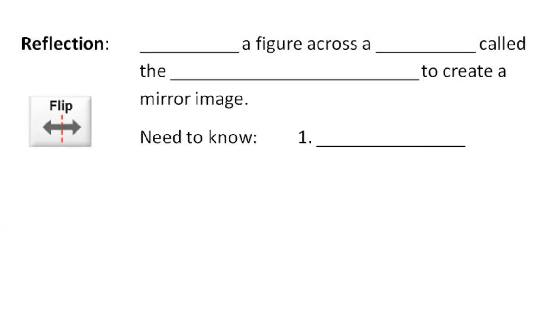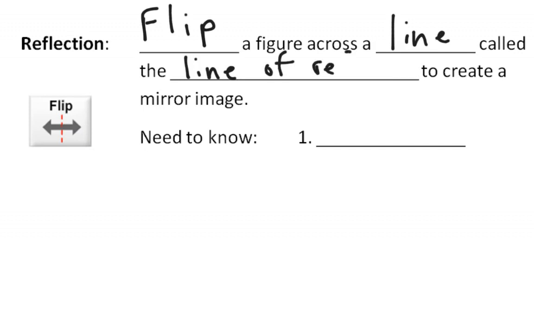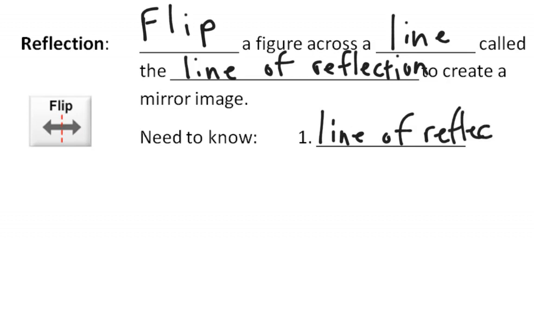Okay, with a reflection, we're going to flip, which is probably what you've learned a reflection is before. We're going to flip a figure across a line called the line of reflection. And that will create a mirror image of what the pre-image was. What we need to know is, where is that line of reflection? If we know where that line of reflection is, then we can reflect every point in the pre-image to a point across the line to where the image would be.